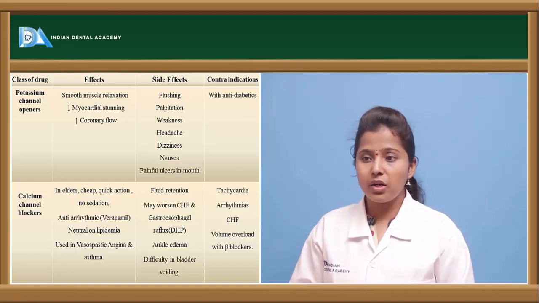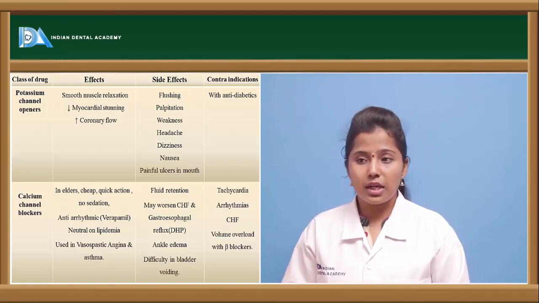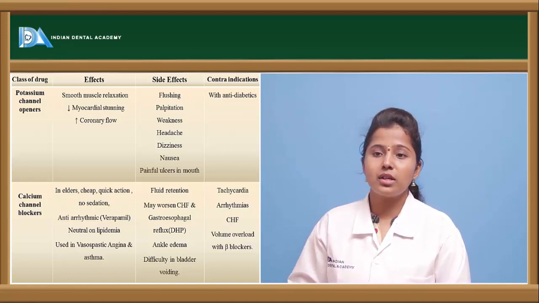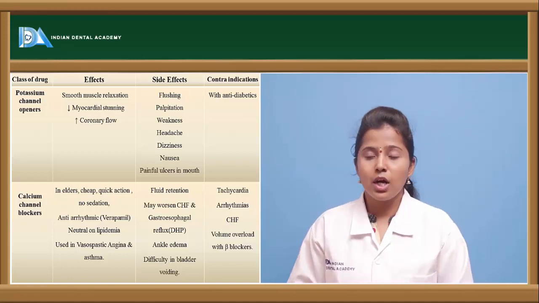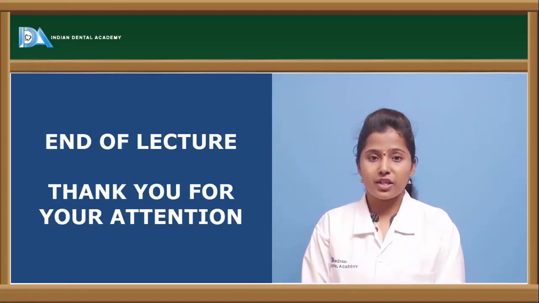And congestive heart failure and volume overload with beta blockers. When beta blockers are taken, there will be overload in the volume of the blood. So in this condition also calcium channel blockers should be avoided. So these are the anti-anginal drugs and the pharmacology of anti-anginal drugs.